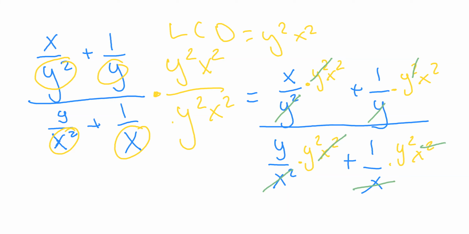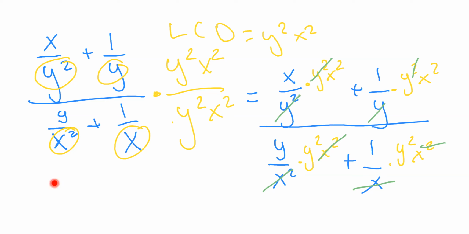We specifically multiplied by a version of 1 that gives us LCD over LCD, so that we will definitely cancel out each of these denominators, because we know that y squared x squared is a multiple of every single one of these denominators. So now we've canceled out all our denominators. Let's regroup with what we have left.